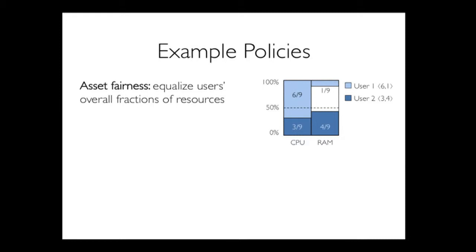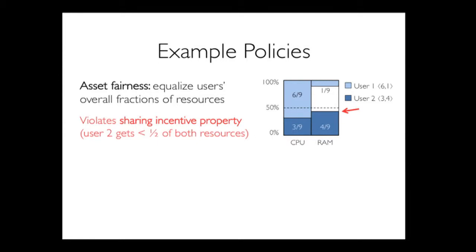Now, unfortunately, there's a problem with this allocation. If you look at user number 2, that user has gotten less than half of both the CPU and the memory. And that seems kind of unfair. If their weight is a half, they're paying for half the cluster, why are they getting less than half the total resources? So we say this violates a property we call sharing incentive, which is that in an n user cluster, a user should be at least as well off as if they ran in a private cluster of 1/n the size. And this isn't true here.